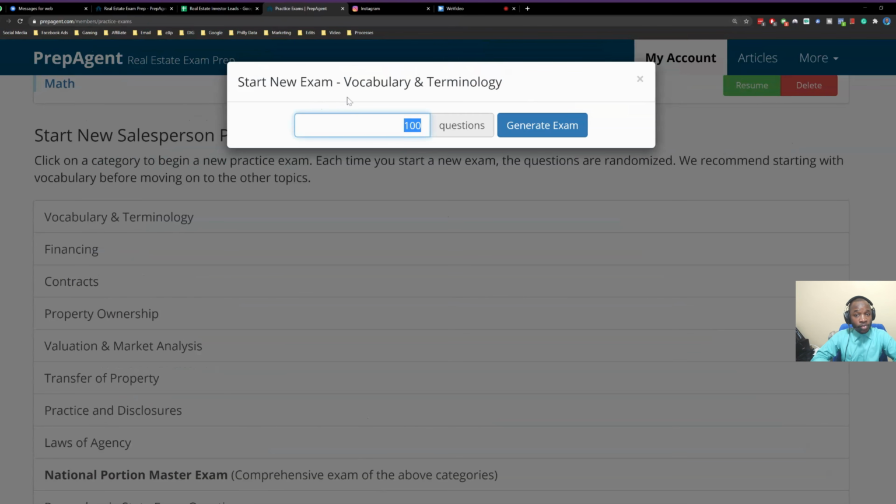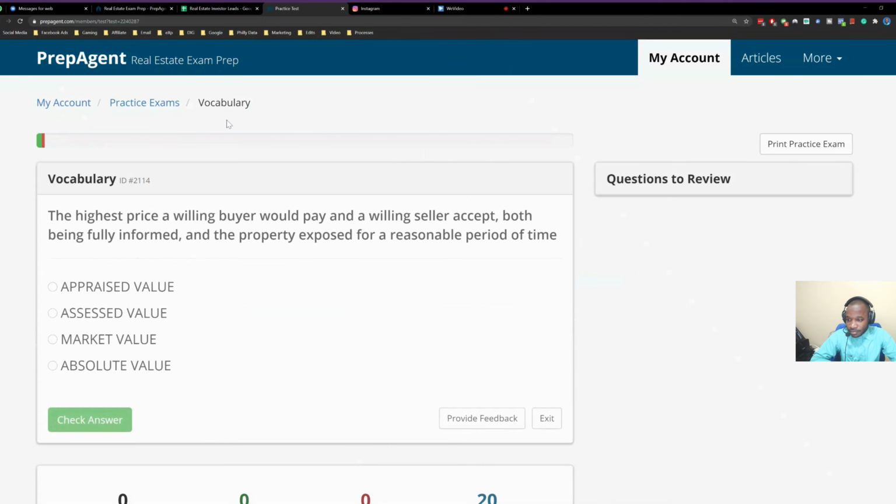So what I would do for my state exam is come in and answer as many questions as possible and memorize as many questions as possible. So we clicked on vocabulary and terminology. I would generate an exam. And once I generate that exam, 100 questions is a lot, so let's maybe do 20 questions, right?